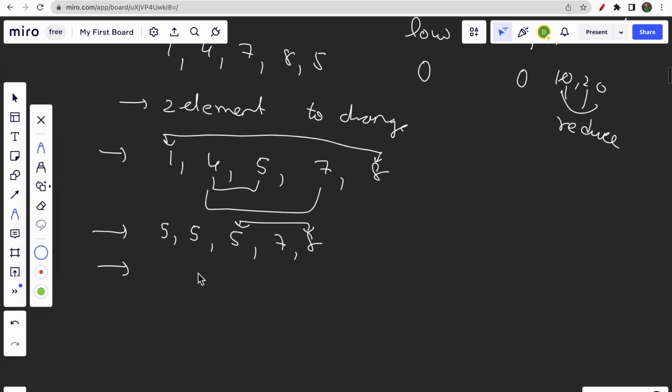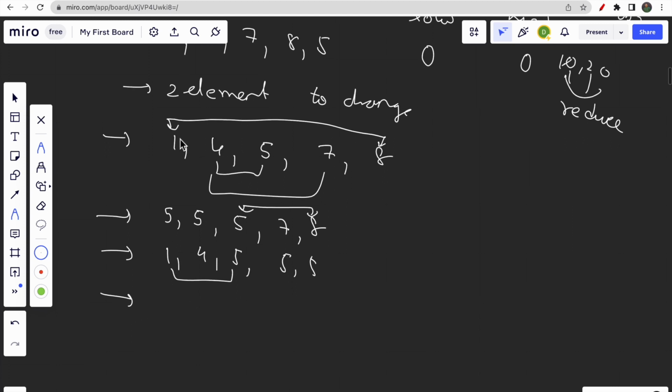Now another possible way to reduce this difference is to change the last two elements to the second last element. This is one possible way. So here you reduce the difference to 1 to 5. And another possible way is you can change this 1 to 4. Let's say 4 4 5 7 and 7. You can do something like this.